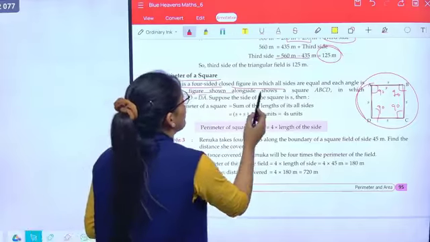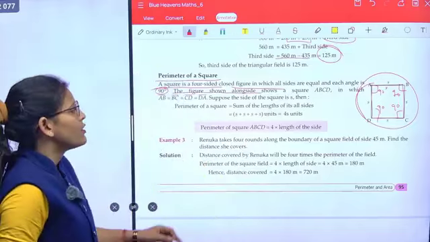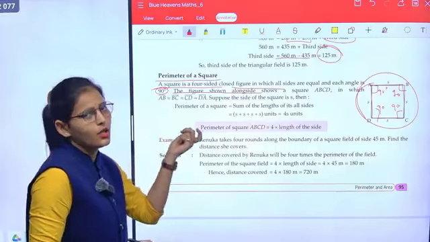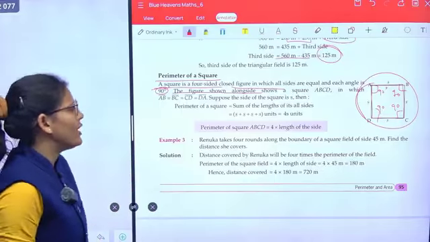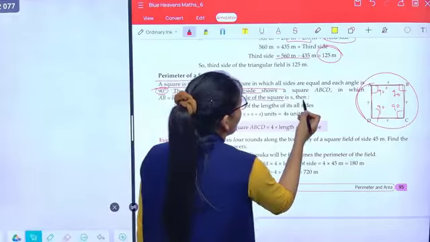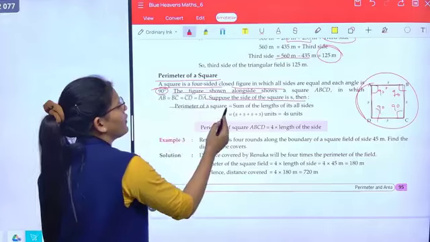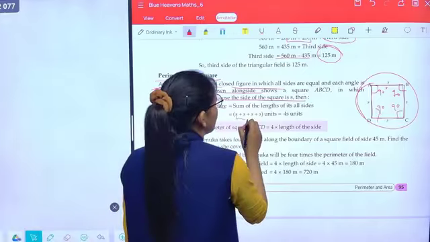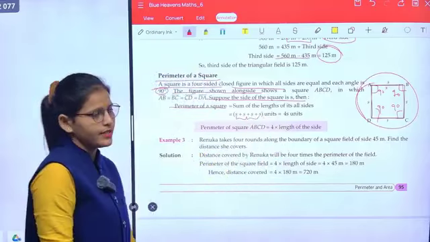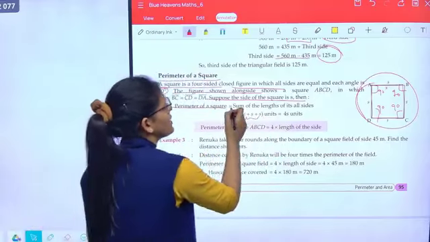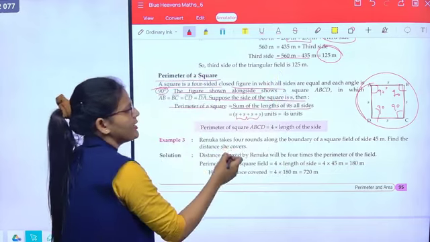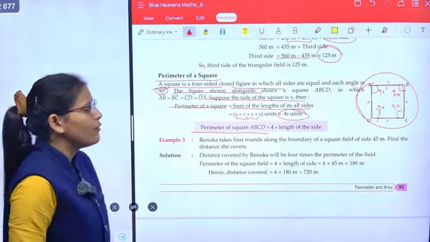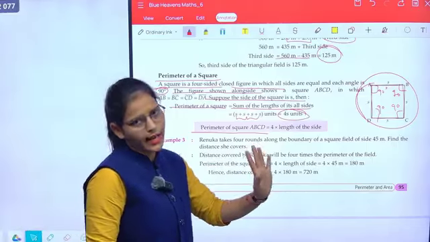Now the figure shown alongside shows a square ABCD in which AB is equal to BC, BC is equal to CD, and CD is equal to DA. Now suppose the side of a square is s, then perimeter of a square is the sum of all lengths of its sides, that is s plus s plus s plus s, 4s units. So perimeter of a square is 4 into the length of the side.